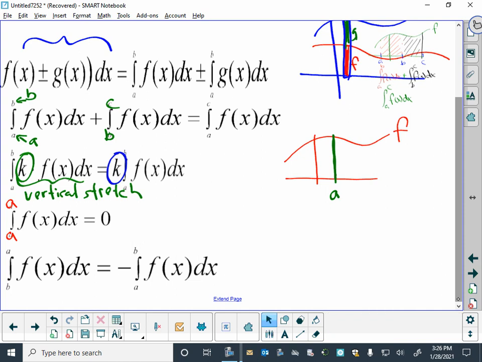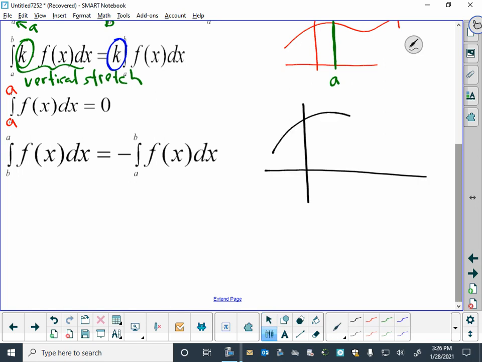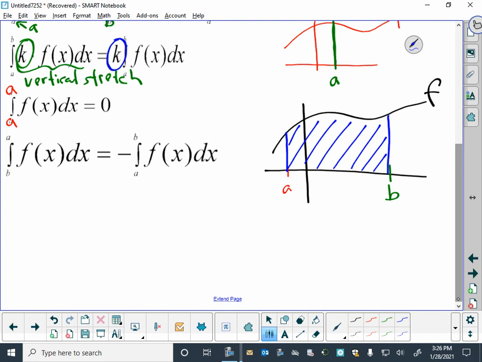Okay, and then finally here, and then we'll wrap up this video. This is an interesting property. Here's our function f, and here's our a, and we'll put b over here. It says if you go from a to b, then you're going to get some number. But if you flip around, if you got that backwards and you went from b to a instead, so what if you started here and moved this direction instead? What if you got them mixed up along the way?